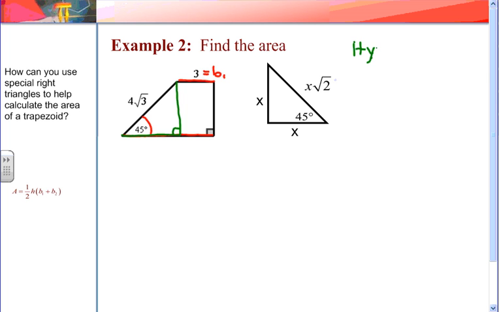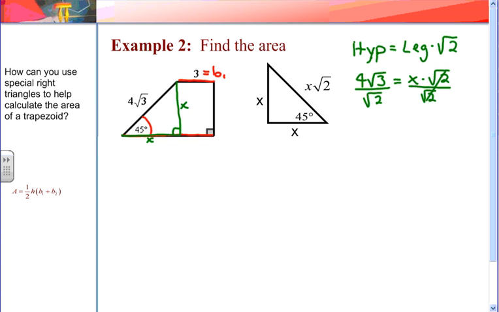The hypotenuse is equal to the leg times the square root of 2. In this case, my hypotenuse is 4 times the square root of 3, and my leg is, I don't know, let's call it x for right now, like we have in the picture. So x times the square root of 2. If I want to solve for x, I have to divide both sides by the square root of 2. All right, so x is equal to 4 square root 3 divided by the square root of 2.